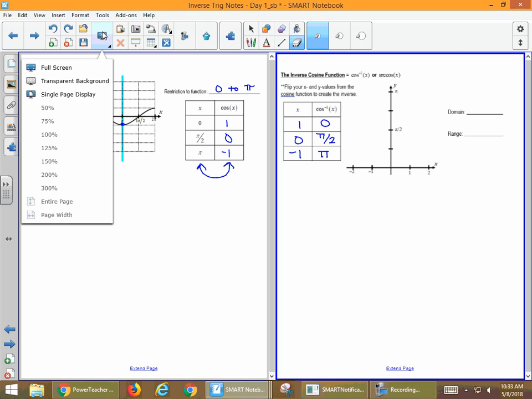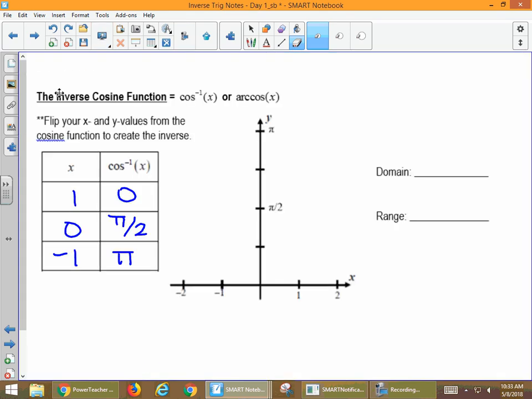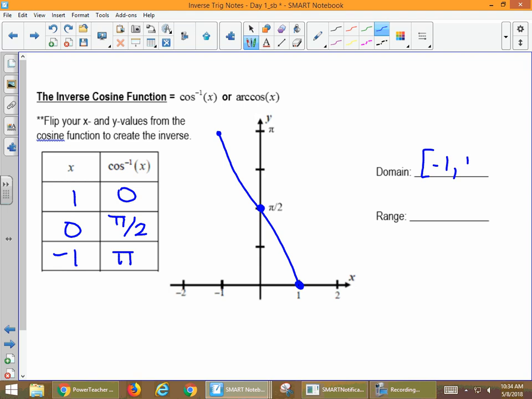Okay, let's graph it. So 1, 0: over 1, up 0. 0, pi over 2: over 0, up pi over 2. And negative 1, pi: negative 1, up pi. Again, it's just a little sliver. It doesn't go on forever. Do not draw arrows on it. Domain here again is negative 1 to 1. And range is 0 to pi.